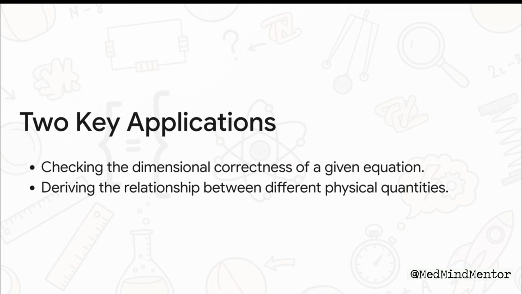And from that one simple rule, we get two really powerful applications. First, we can use it to check if an equation someone gives us is even possible. And second, which is super cool, we can actually build a relationship between different physical quantities from scratch.